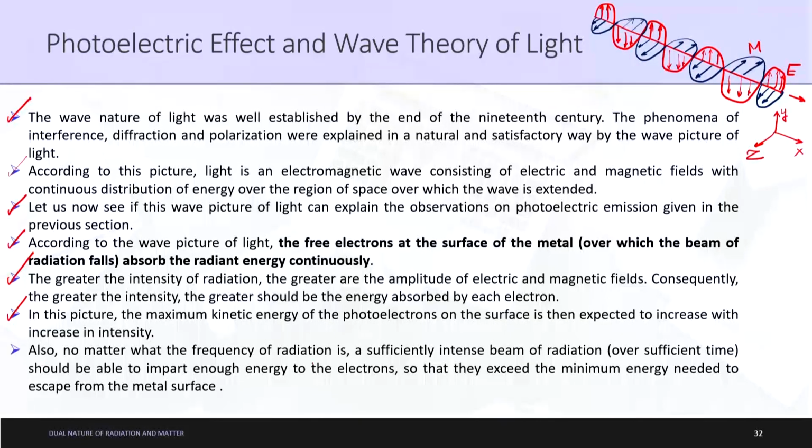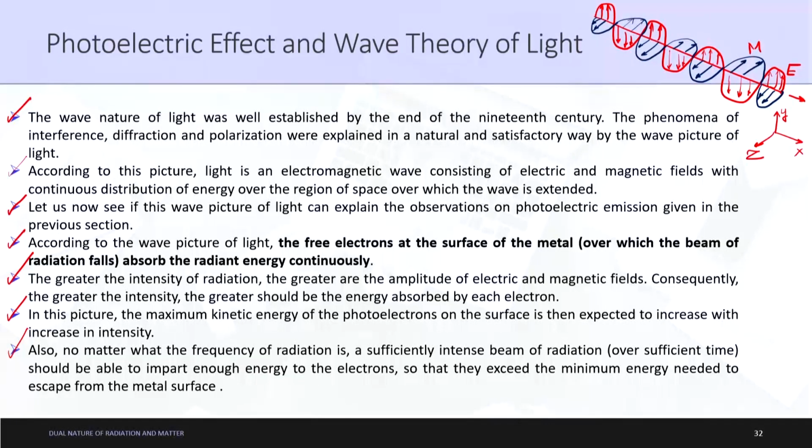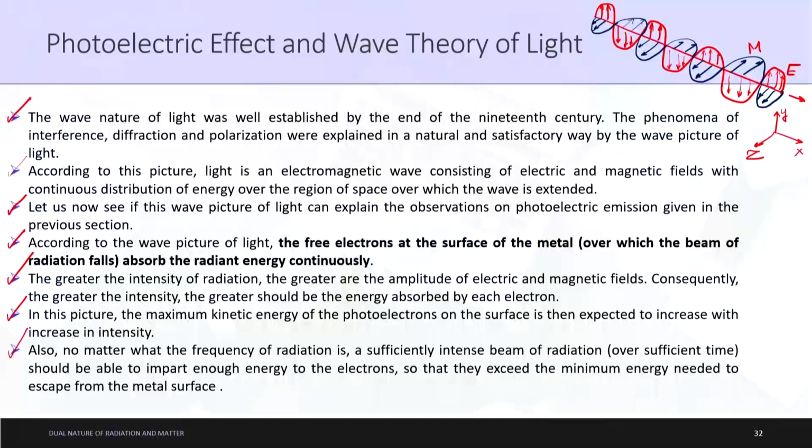Also, no matter what the frequency of radiation is, a sufficiently intense beam of radiation over sufficient time should be able to impart enough energy to the electrons, so that they exceed the minimum energy needed to escape from the metal surface. Okay. So, what I am trying to say is that if the amount of time is sufficient, and the frequency is constant with a sufficiently intense beam of radiation, then energy will be absorbed by these electrons, and there will be a time at which the energy is sufficient that the electron can move out of the metal surface. So, that thing has been explained.